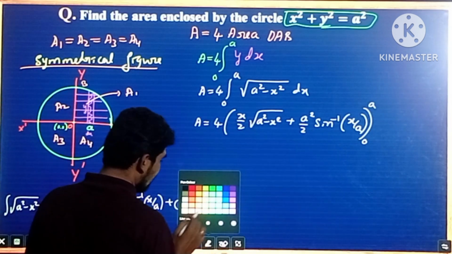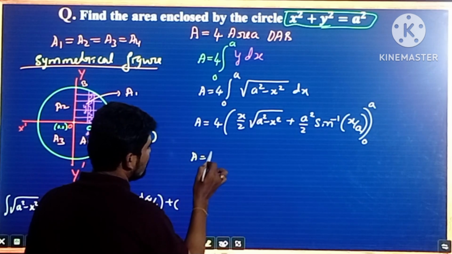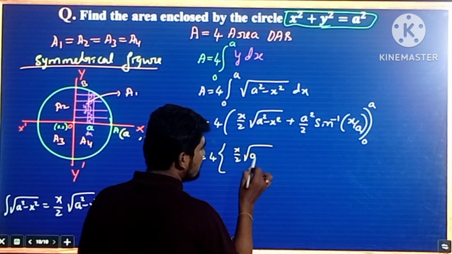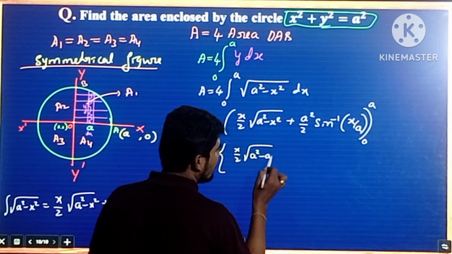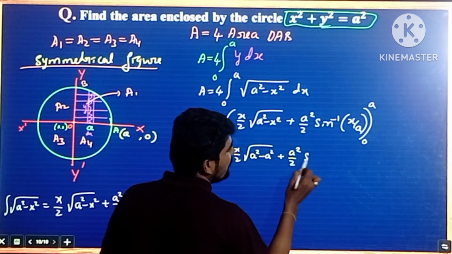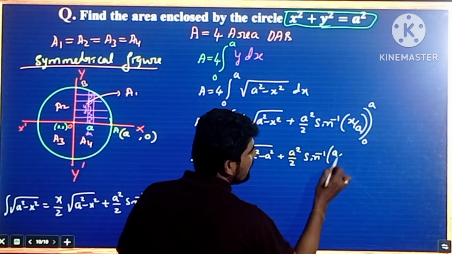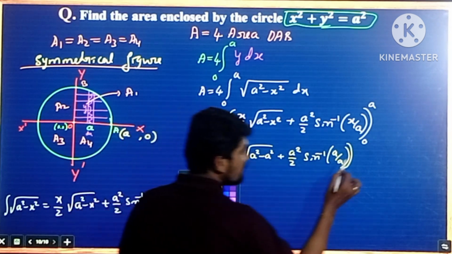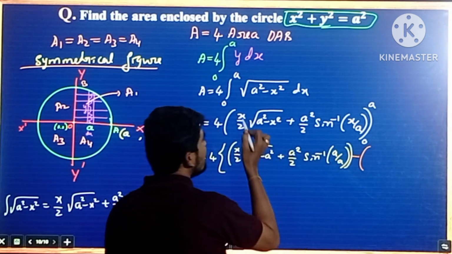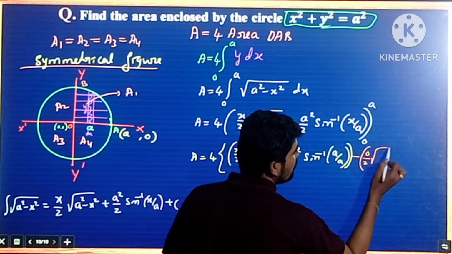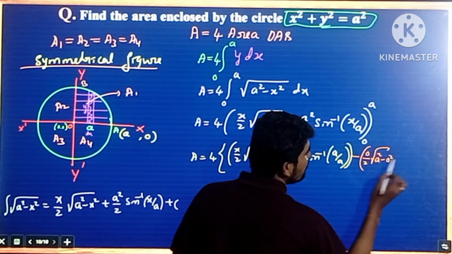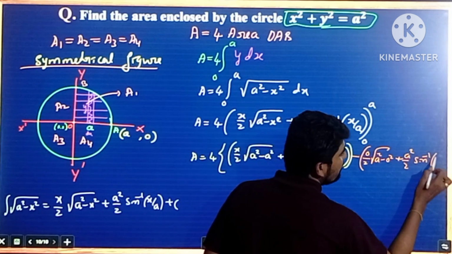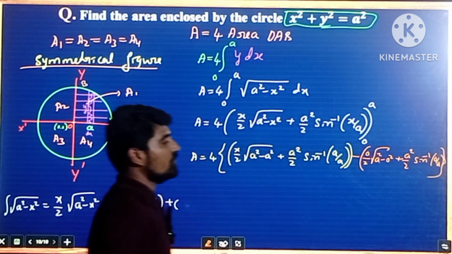What next? Apply the limits. The area is equal to 4 times the upper limit: x by 2 into the square root of a square minus x square, meaning a square minus a square, plus a square by 2 into sine inverse of a by a. So now the upper limit is completed. What next? Minus the lower limit, which is 0: 0 by 2 into the square root of a square minus 0 square plus a square by 2 into sine inverse of 0 by a.